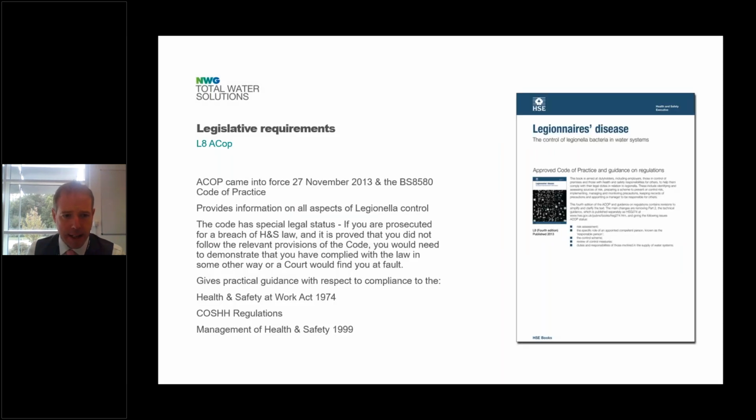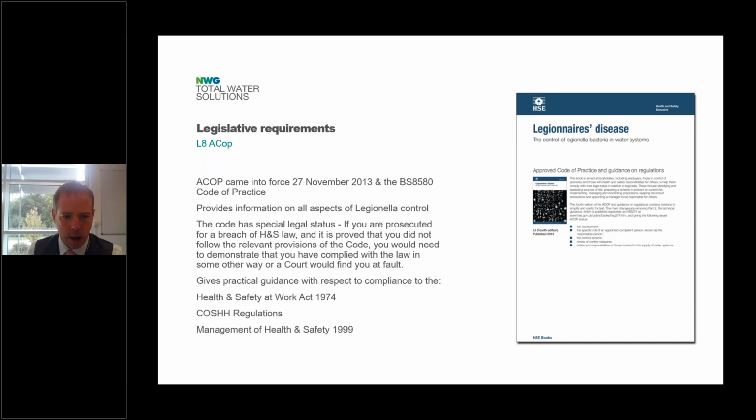A bit more information on the L8 Approved Code of Practice. We're talking about the new 4th edition, which always makes me chuckle because it's been in effect now for 6 years. And supporting that is the BS 8580, which is a guide to risk assessing for water systems for Legionella control.